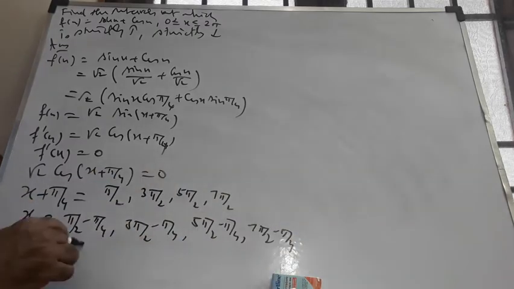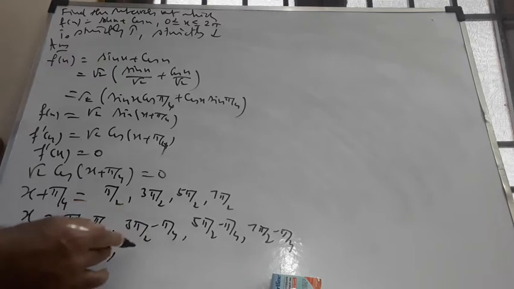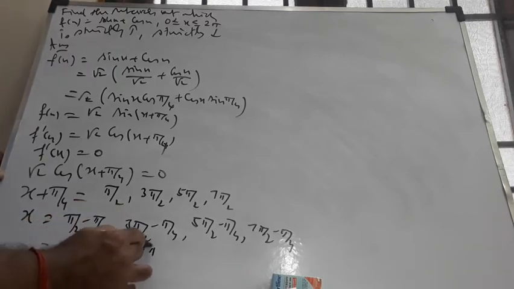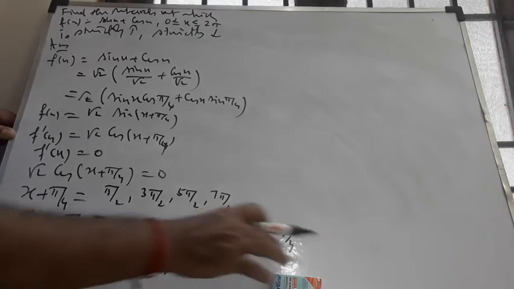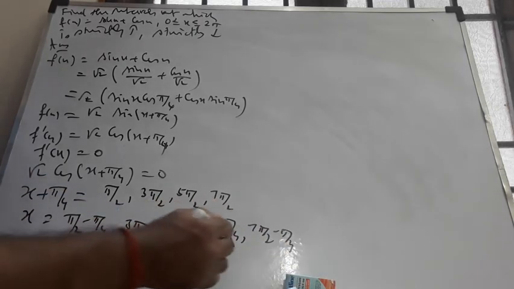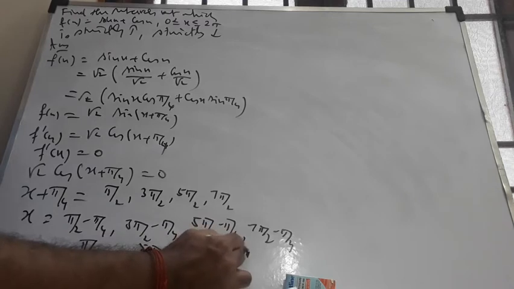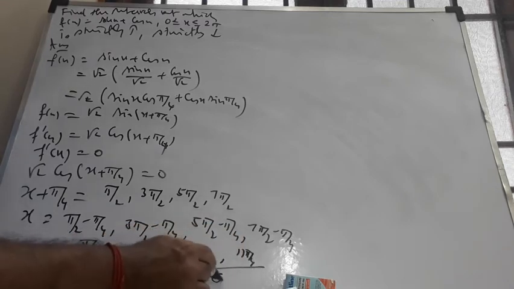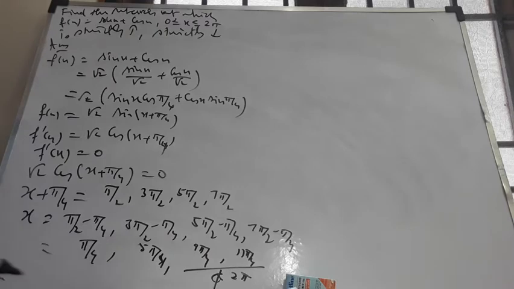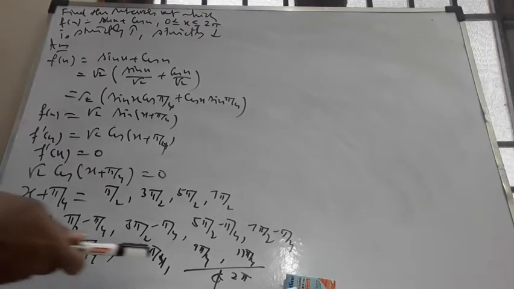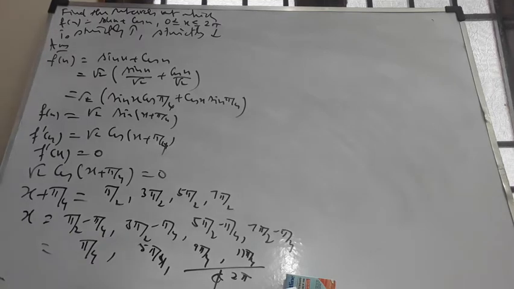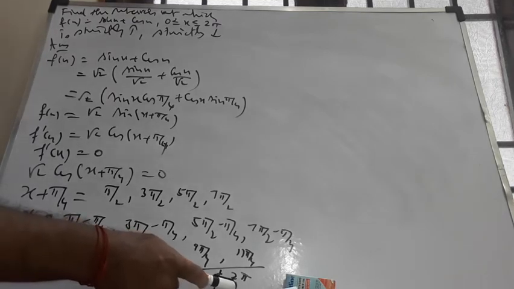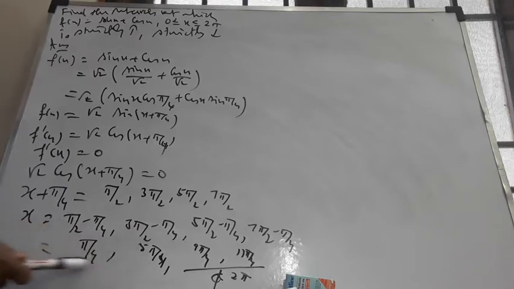Let me just simplify. This will become pi by 4. After taking LCM, this will become 5 pi by 4. After taking LCM, this will become 9 pi by 4. Then of course, this will become 11 pi by 4. But these two values are beyond 2 pi. If you want to even check with the degree value, pi by 4 is 45 degrees. Therefore, 9 into 45 degrees is definitely more than 360 degrees. I have to restrict only these two values, pi by 4 and 5 pi by 4.